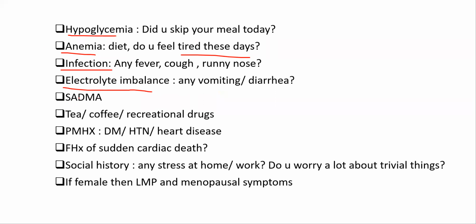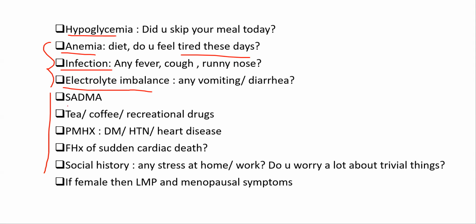Then that's all your differential diagnosis. So CNS, CVS, endocrine, including hyperthyroidism, pheochromocytoma, hypoglycemia. Then quickly ask about anemia, infection, and electrolyte imbalance. After that, we move on to SADMA, past medical history and family history.